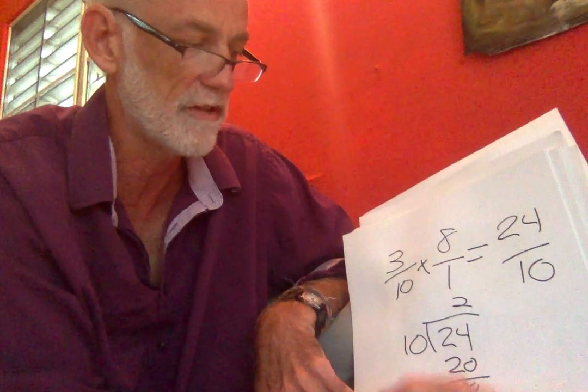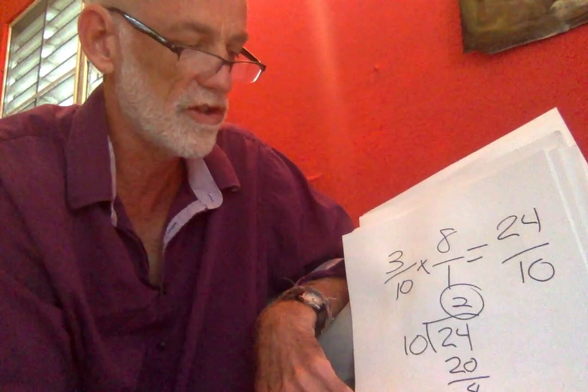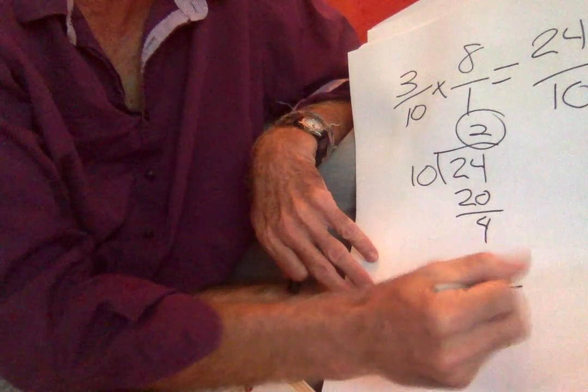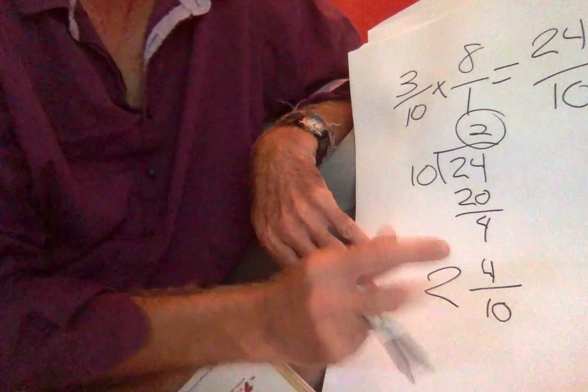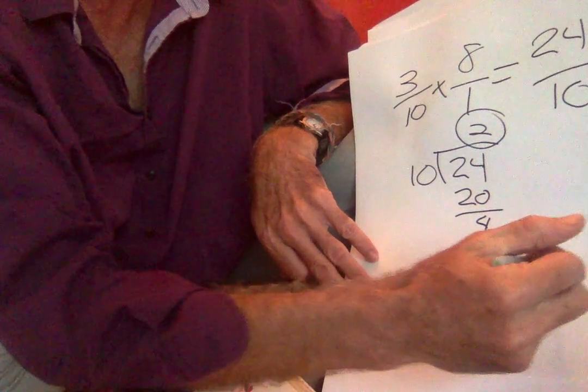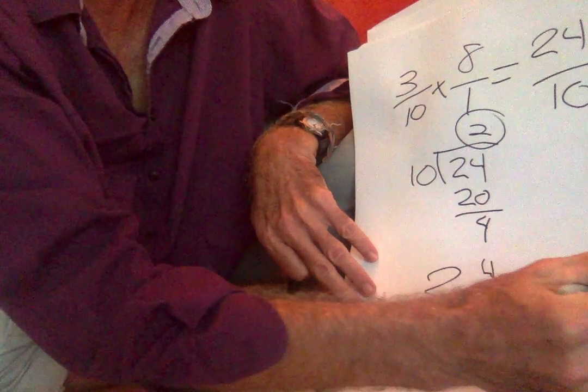Subtract, you get a remainder of 4. So 2, remainder of 4 over 10. You can simplify. That one's even, that one's even. Divide them both by 2, you get 2 and 2/5. Simplifying. Always remember you gotta simplify.